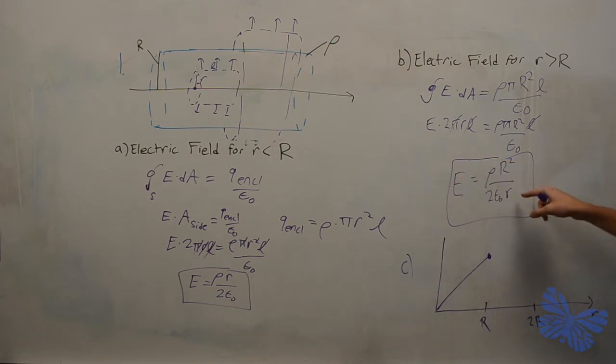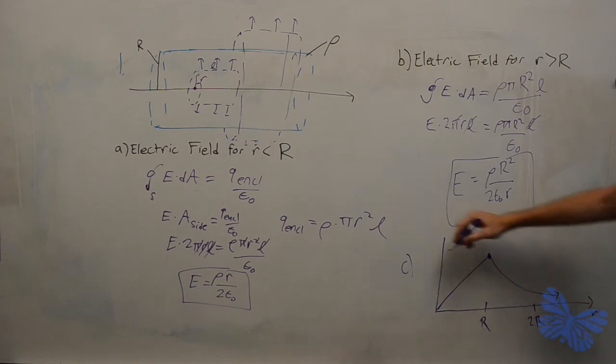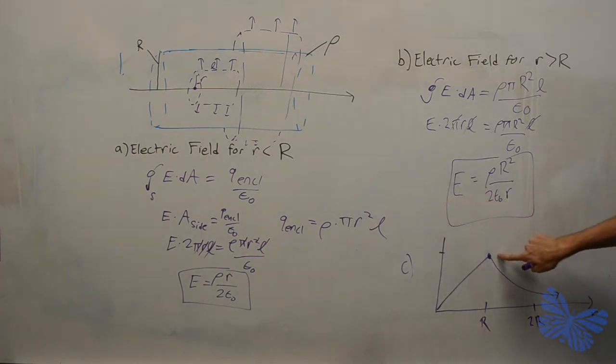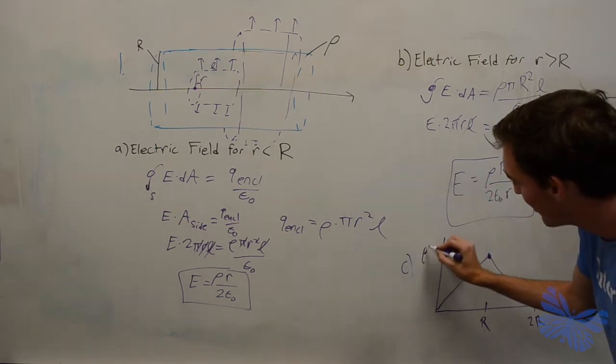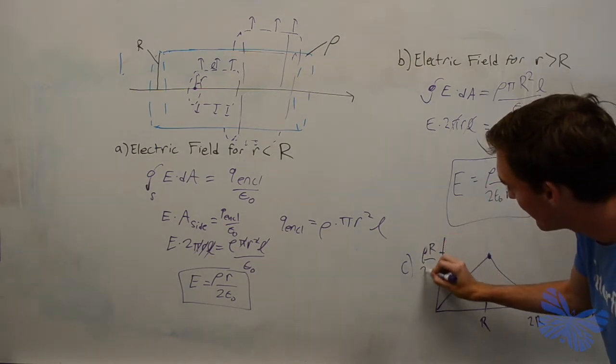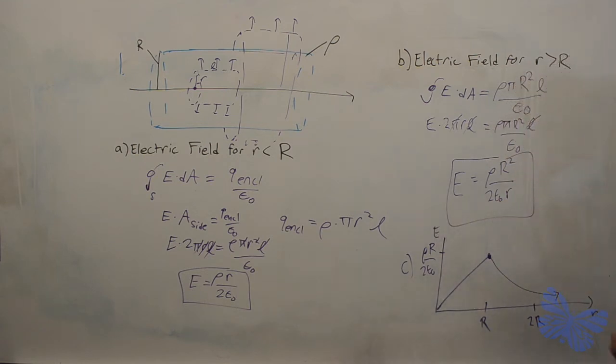And then outside the cylinder, it's going to be related to 1 over r. So that's going to look something like this. And since it said sketch, we can just leave it that general. But we should make sure to label this point. So if we plug in big R to either of these, we're going to get rho R over 2 epsilon naught. And we know this axis is E, this axis is R.